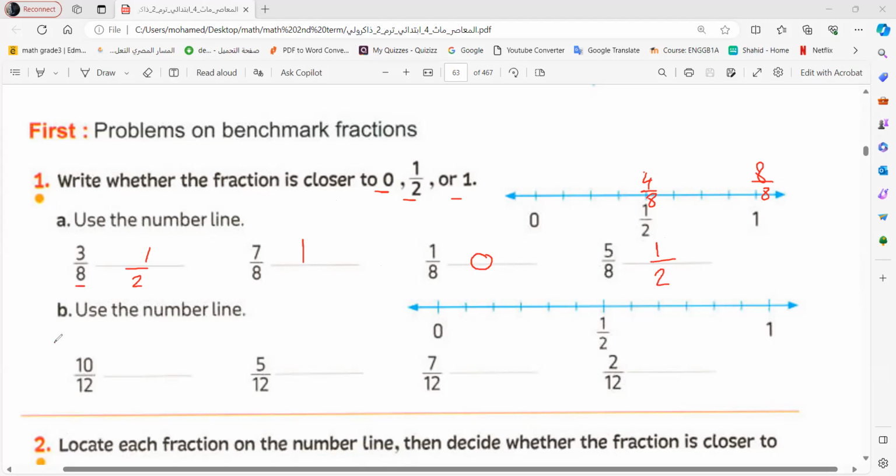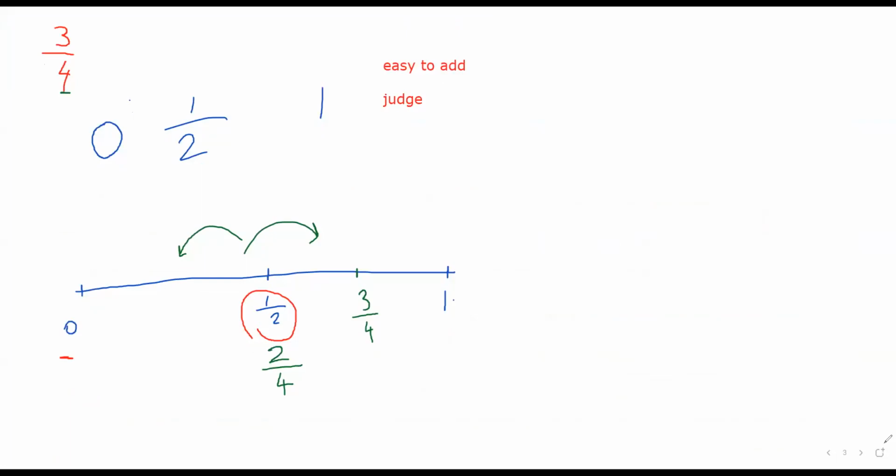Okay, it's your turn to do letter B. What is the half of 12? And then start to find which is the closer number. Easy? Good job. Super.